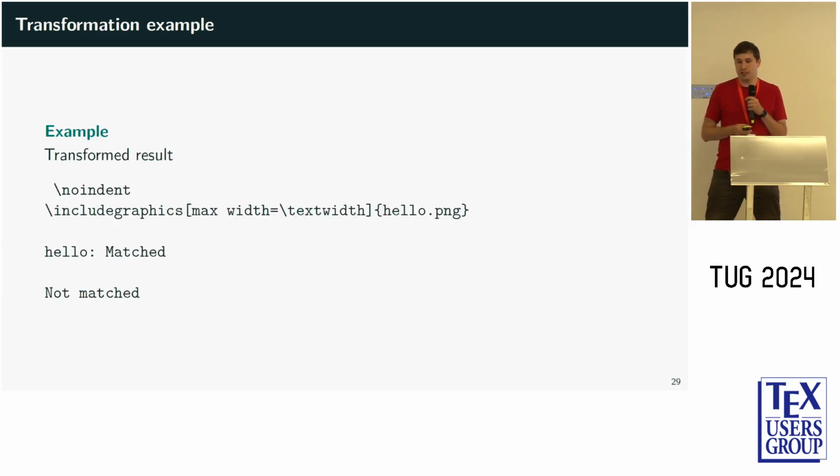Okay, so this is the result. For figure we get just no indent, then includegraphics for the image, and for our span elements you can see that the first one was matched, so we get hello, and the other one is just the text of the document, because there are no rules. So when there are no rules for an element, it just gets the text without any formatting.